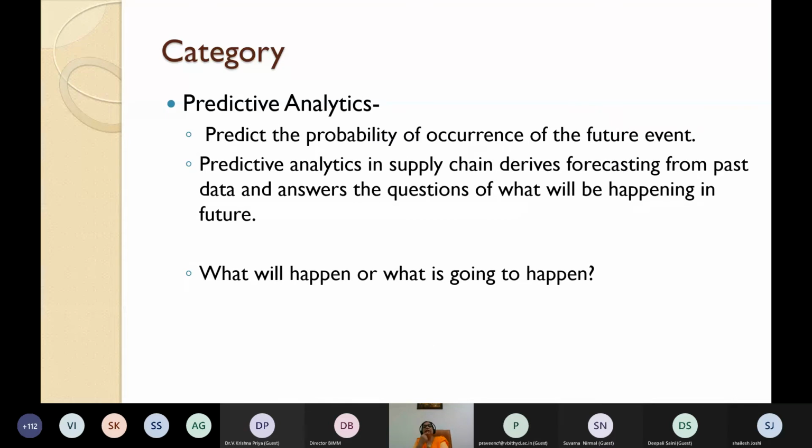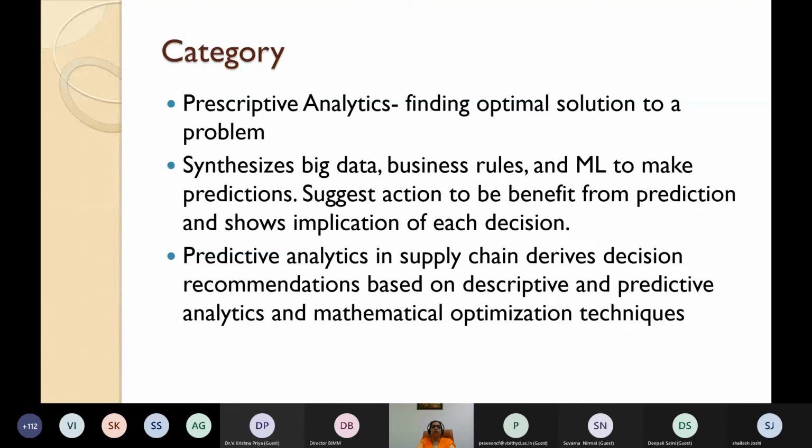Then predictive analytics. Now this defines what will happen and what is going to happen. So it is the probability of occurrence of the future event. So predictive analytics in supply chain derives forecasting from past data and answers the question of what will be happening in the future.